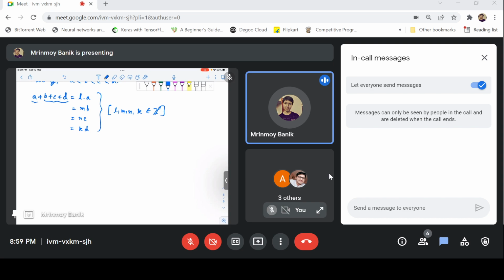So now D is the larger side, right? So B plus C plus D is less than D plus D plus D, not equal to, it's strictly less than. It's 3D. So we have A plus B plus C plus D less than 3D plus D, and this side, we know, is LA or MB or NC or KD.